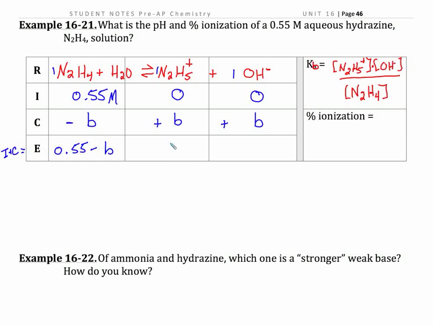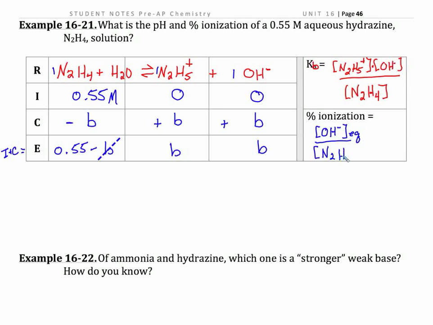0.55 minus B, B, and B. Now, we're going to neglect that one. And you can't neglect multiplying by a tiny, tiny number, but you can neglect adding and subtracting. Now, the percent ionization is going to be the hydroxide at equilibrium divided by your original base.